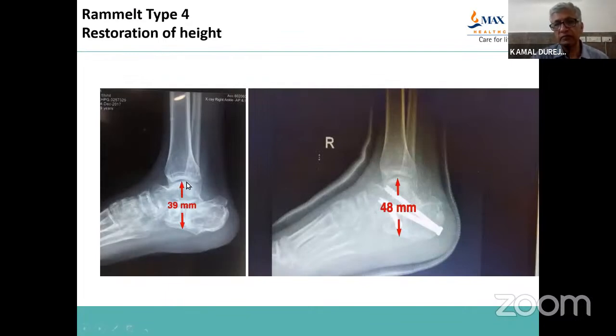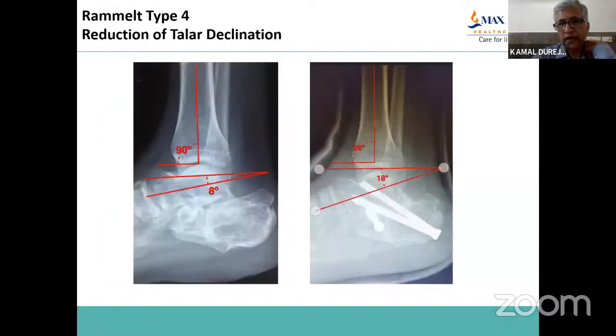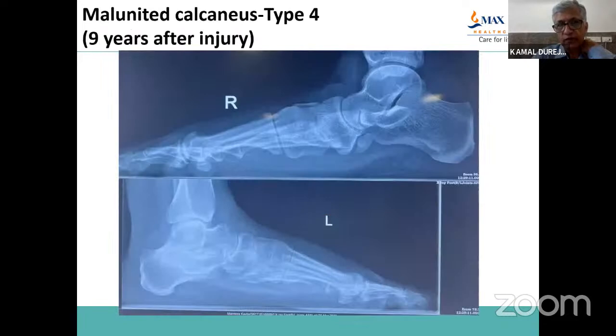And you see the benefit of this. My 39 mm preoperative height has increased to 48 mm when I used a 10 mm graft and just had 1 mm collapse by the end of fusion, which took place in 4 months. And the talar declination, or the angle of talar inclination, which was 8 degrees, increased to 18 degrees, which would be helpful for a good ankle range of motion.